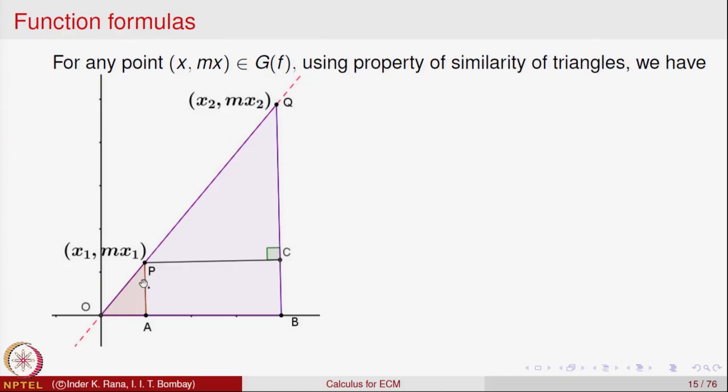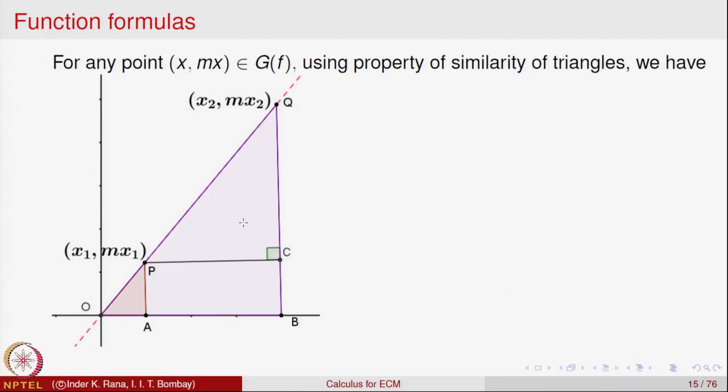So, let us look at this triangle POA and QPC. These 2 triangles are similar triangles, because this angle is 90, this angle is 90. This angle is equal to this angle, because this is a horizontal line I have drawn, this is a vertical line. So, these two angles are equal by the property of parallel lines and a transversal intersecting. So, these two triangles are similar.